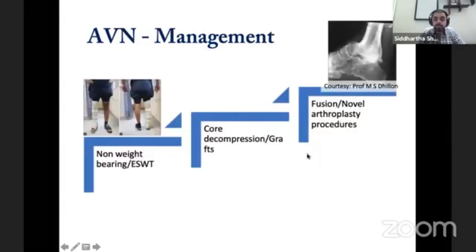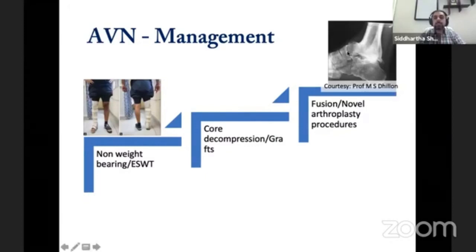Now, what do you do when you have an AVN? So for an early AVN, you protect the ankle, protect it in a non-weight bearing offloading ankle foot orthosis. As you can see here, extracorporeal shock wave therapy is an up and coming modality, but still needs to be established. If there is an AVN but without a central collapse, you can consider an option like core decompression with or without grafting. And if there is an established AVN with collapse, you have to consider fusion procedures.